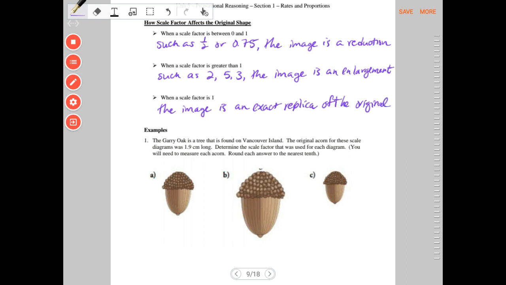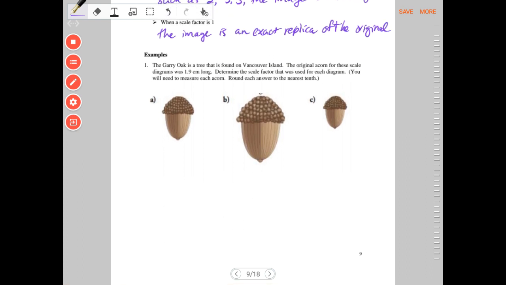Okay, let's do some more examples. The Garry oak is a tree that is found on Vancouver Island. The original acorn for these scale diagrams was 1.9 centimeters long. Determine the scale factor that was used for each diagram. You will need to measure each acorn. Round each answer to the nearest tenth. So again, 1 decimal place, and don't forget you have to measure.